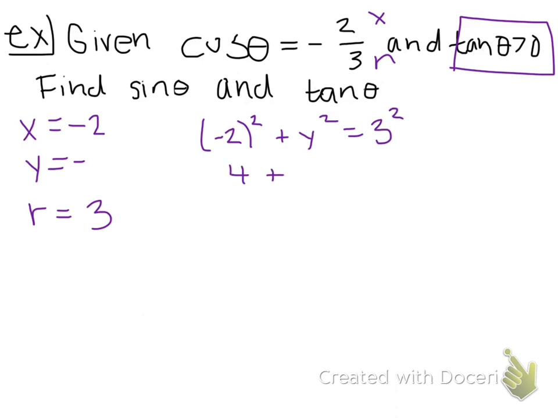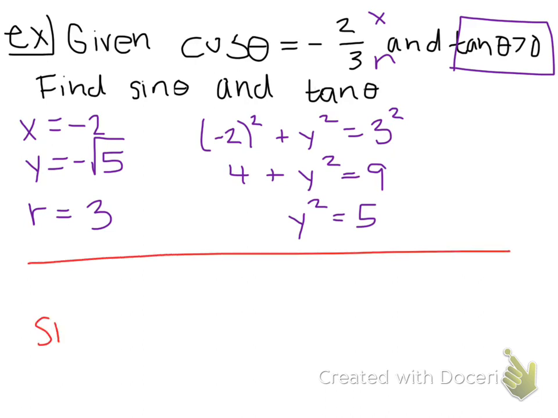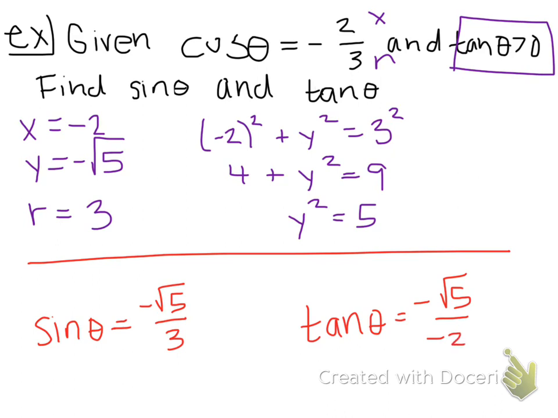Alright, so I have 4 plus y squared equals 9. Subtract that 4 over. I have y squared equals 5. So my y value is going to be the negative square root of 5. Now that I've established those, let's finish the problem up. So sine is going to be negative root 5 over 3. Tangent is y over x, so negative root 5 over negative 2. I would expect you to cancel out those negatives, but there's nothing else you can do there. So go ahead and try the practice problem. Make sure you input your answer on the video.